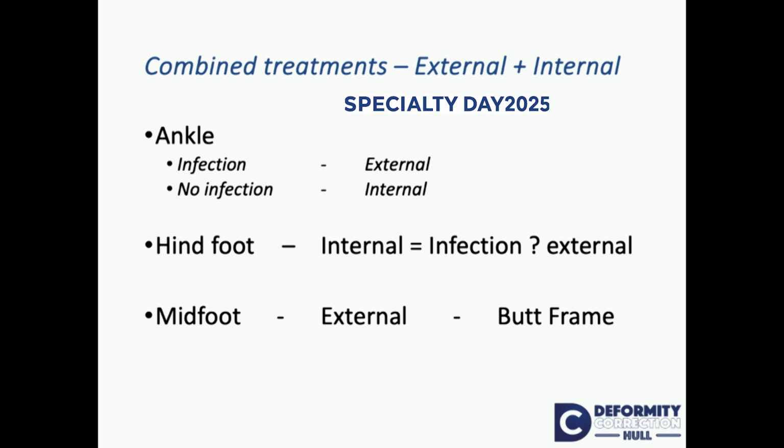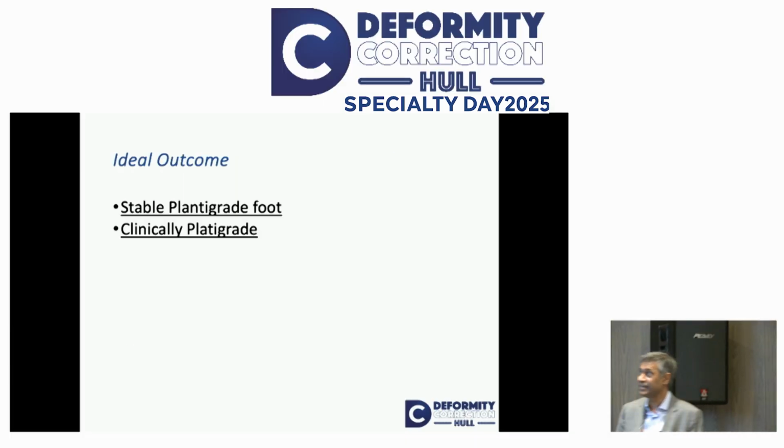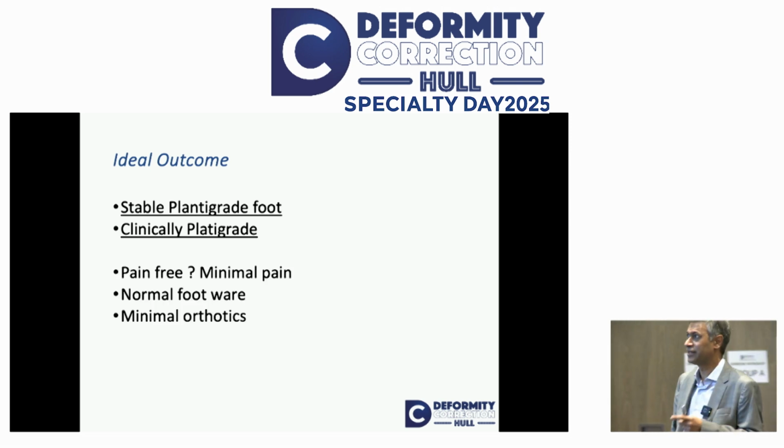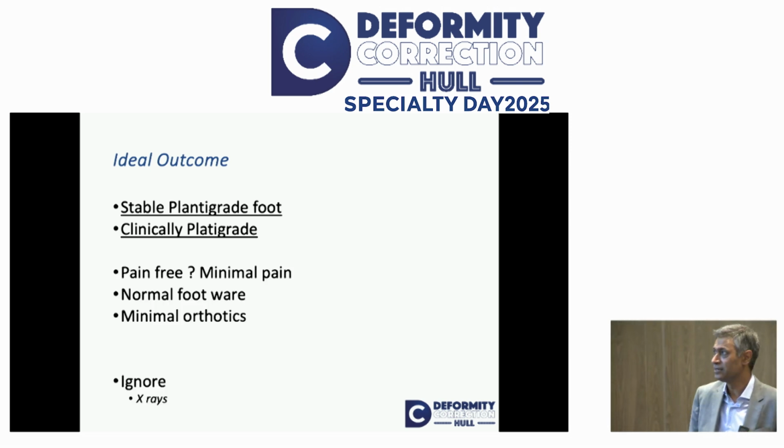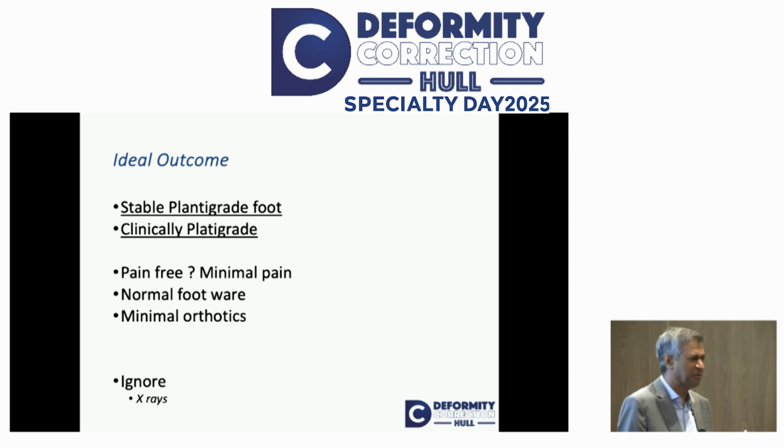This is my preferred because I think you can correct all the deformities, adduction, plantar flexion, cavus, rocker, rotation, whatever you want to do, can correct beautifully with the butt frame, simple frame, and this is what I like and tend to do. If it's a lengthening, you can do a nail, you can do a frame, doesn't really matter. It's entirely your choice. So ideal outcome, I go back again, is this. You have a clinically plantigrade foot, no pain or minimal, ignore x-rays. They're not relevant. They're looking awful, doesn't matter.